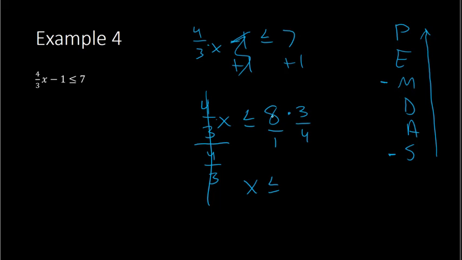I can think of this as 8/1. And then the 8 and 4 on the top and bottom can both be divided by 4 to get 2 and 1. So on the top, I have 2 times 3, which is 6. And on the bottom, I have 1 times 1, which is 1. So my solution is x is less than or equal to 6.